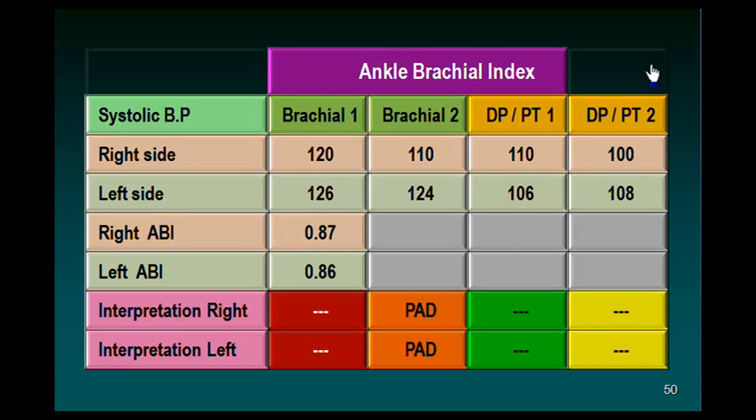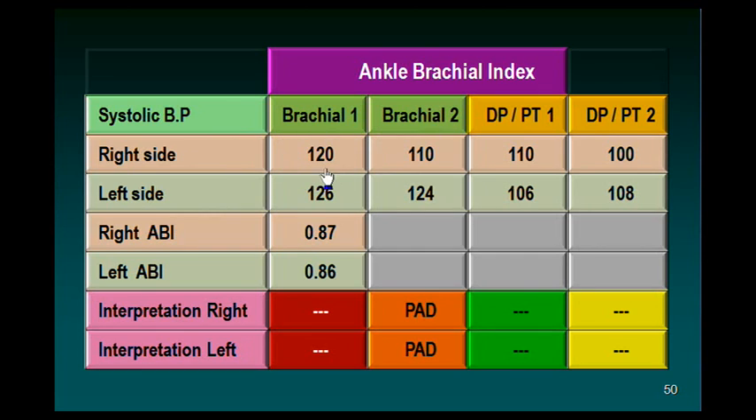There is a small little program on my website which you can download to calculate the ankle brachial index. All you need to do is, this table will be there for you after you download, and you fill in these boxes on the right side, on the left side, and then the brachial first reading and the brachial second reading, dorsalis pedis or posterior tibial first reading, dorsalis pedis or posterior tibial second reading. You just fill up these readings here.